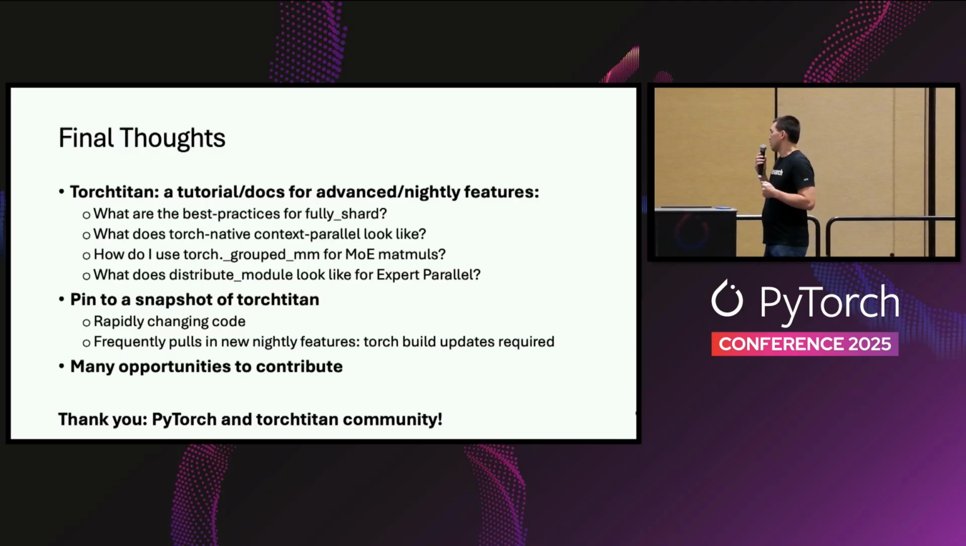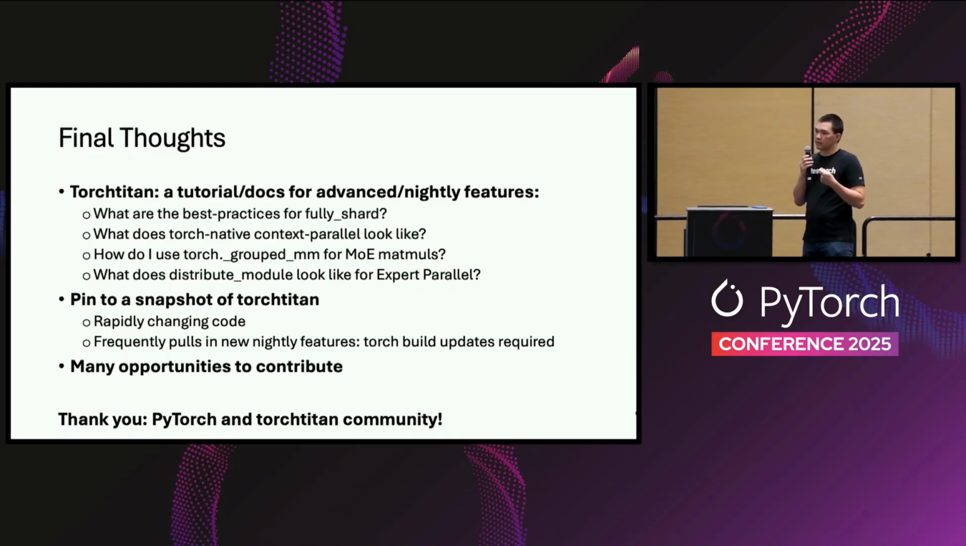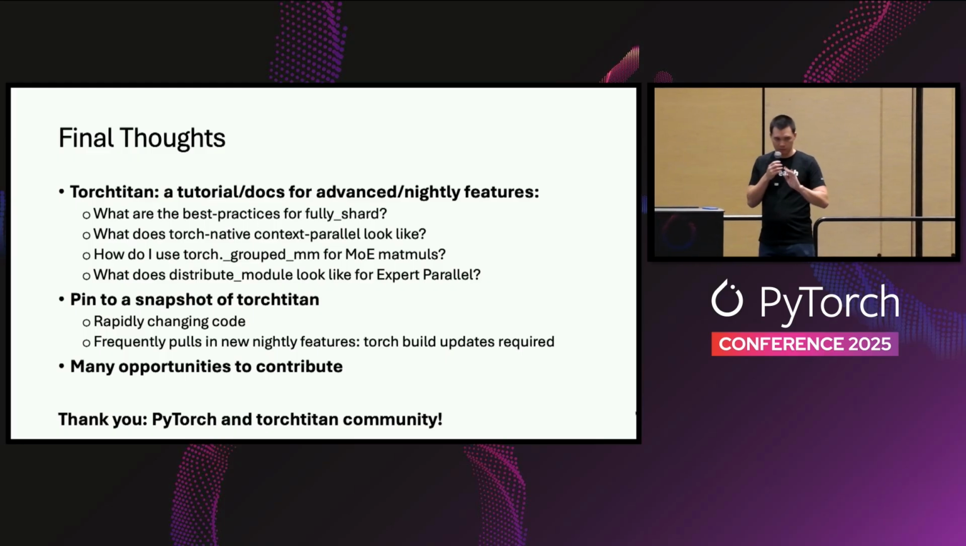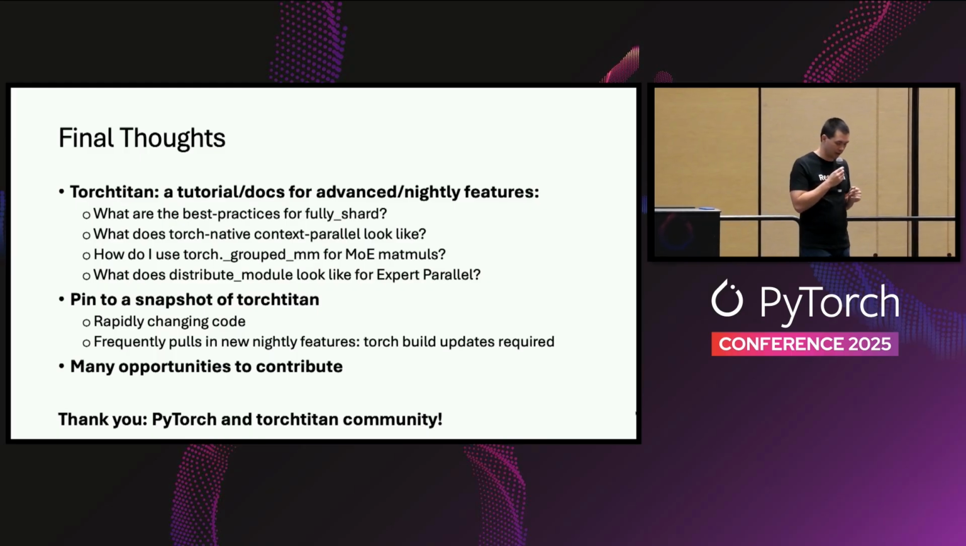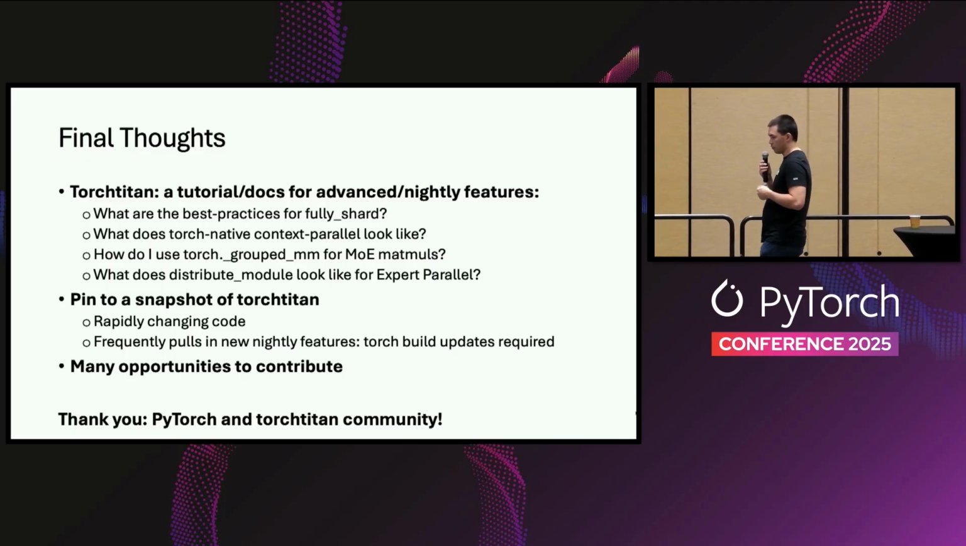But another thing that can be a bit of a headache is that TorchTitan also does pull in regularly new nightly features. And that means you might also have to rebuild your total environment that you're training on. If you're using an image, then it might start failing if you pull in new TorchTitan code, things like that.